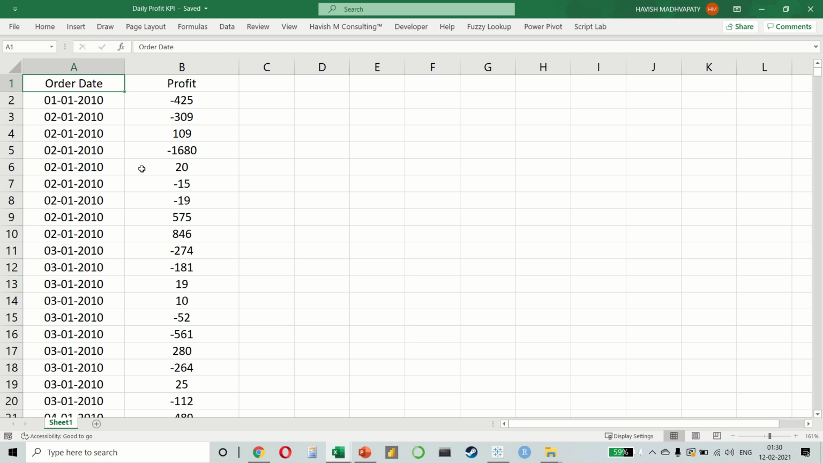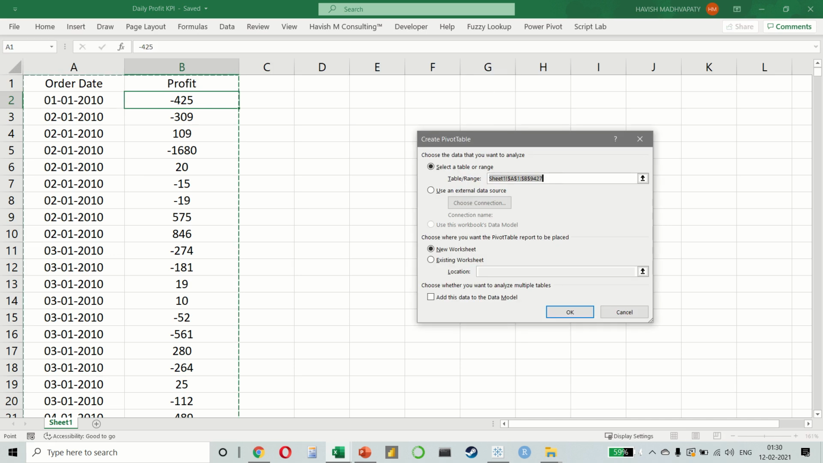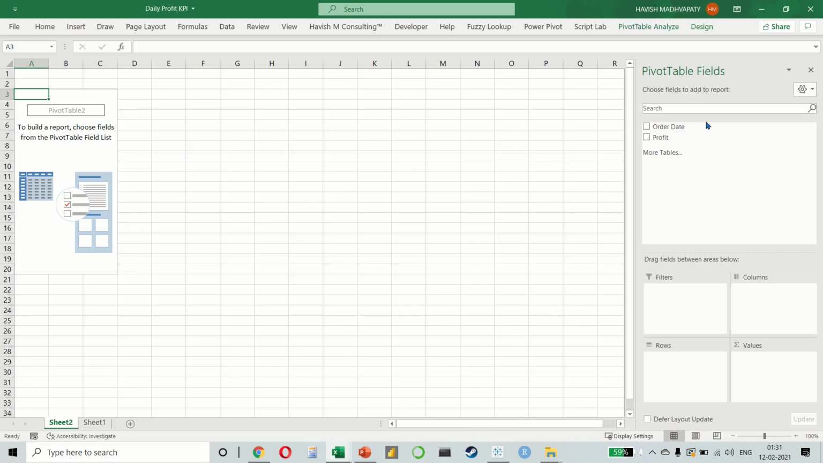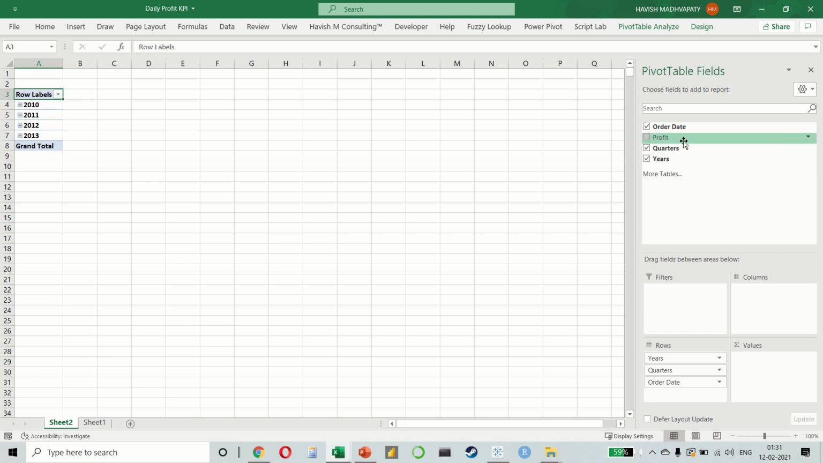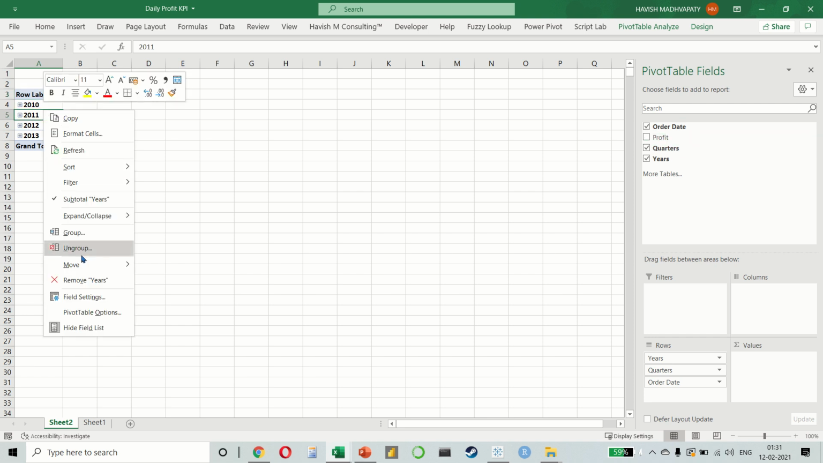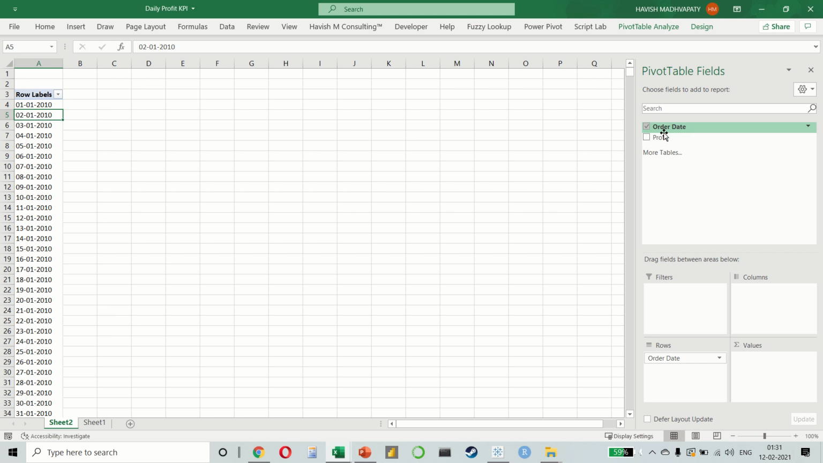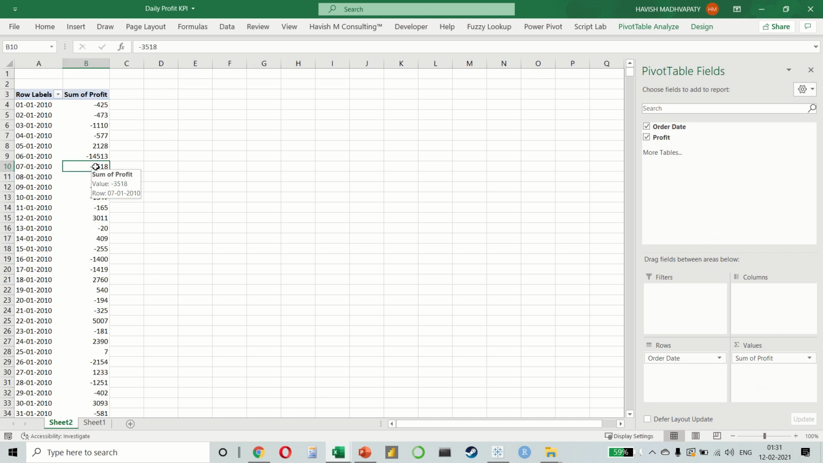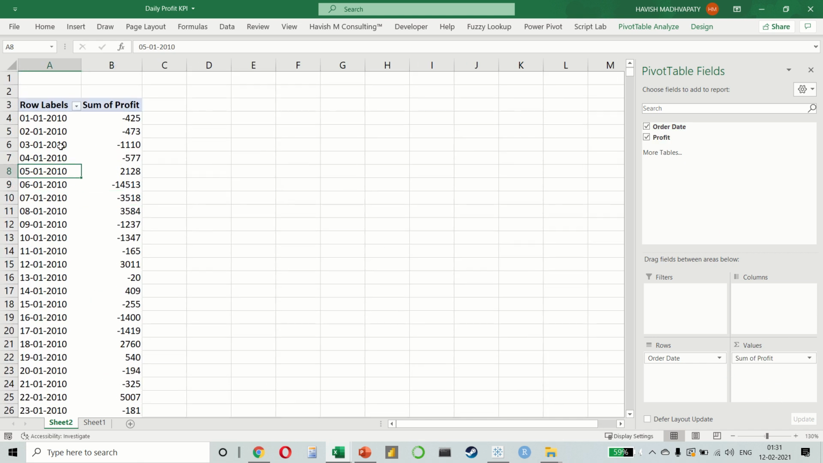We have a dataset with the order date and the profit or loss for each of the transactions. We make a pivot table and keep the order date, ungroup it, and keep the profit. Very nicely, we can see that for each and every single date, what is the total profit or the loss.